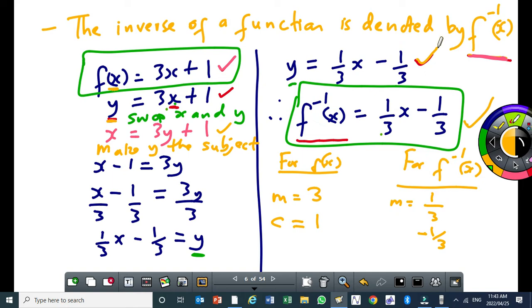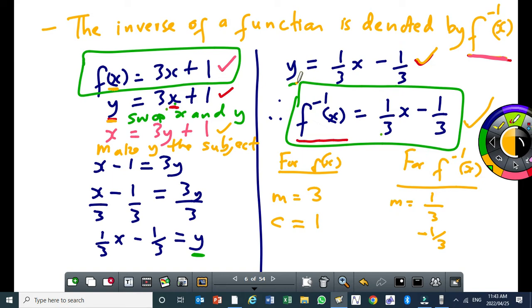Okay? So you get that. Then you replace the y by f of minus 1 of x. F of minus 1 of x is the function notation of the inverse of a function. Right? So we stop here.